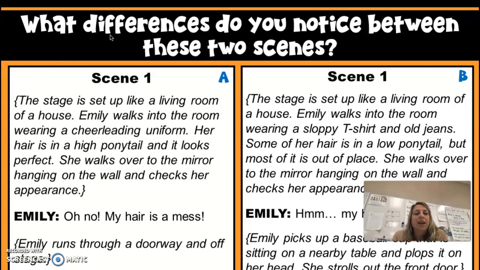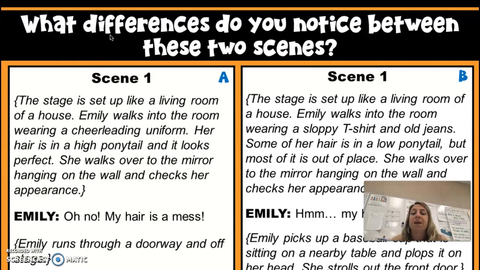Okay, so let's look at these two lines. I want us to think about how these two scenes are different. Scene A says, the stage is set up like a living room of a house. Emily walks into the room wearing a cheerleading uniform. Her hair is in a high ponytail and it looks perfect. She walks over to the mirror hanging on the wall and checks her appearance. "Oh no, my hair is a mess!" And Emily runs through her doorway off the stage. What can we tell about Emily from this? Yeah, we can tell that Emily is very preppy. Emily is very picky about her hair.